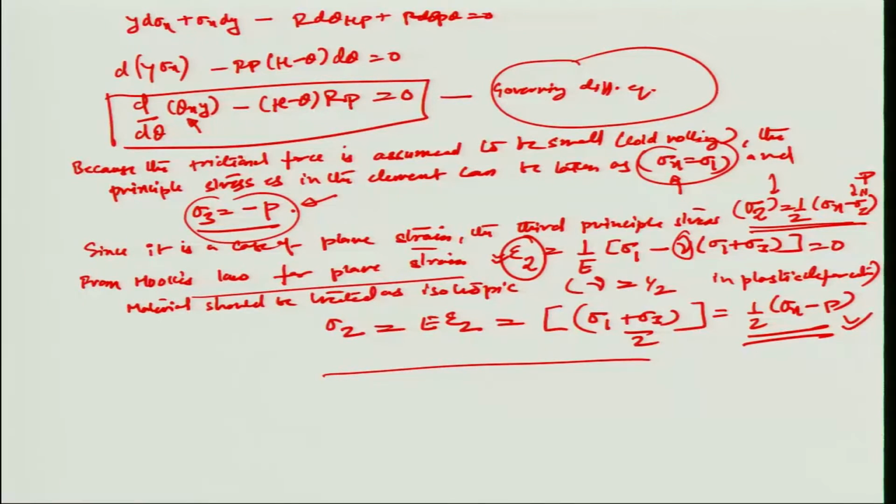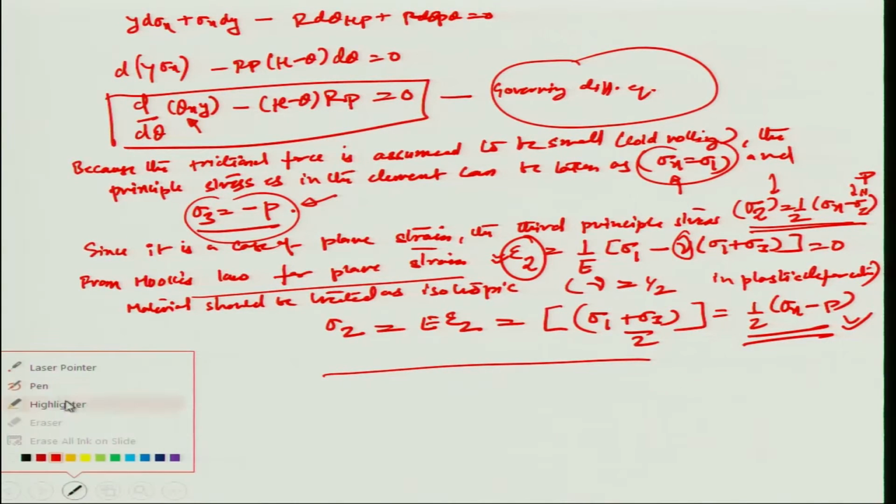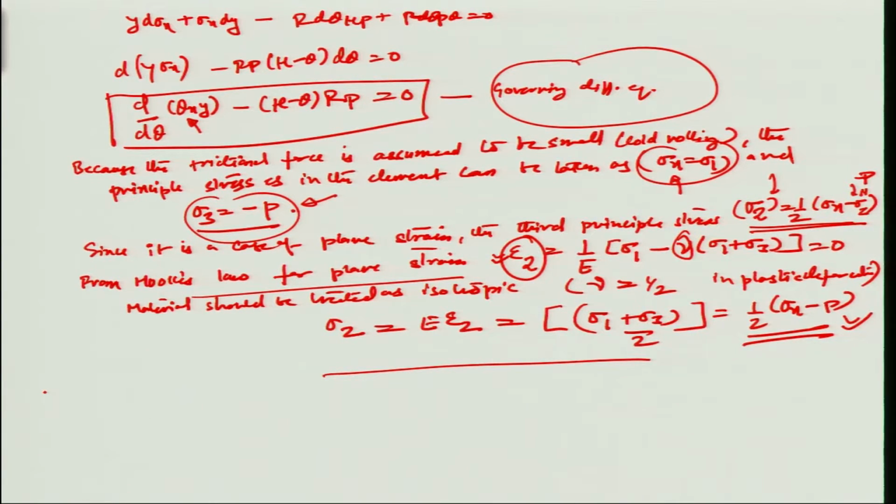We were discussing the rolling example, where we had arrived at this formulation. We tried to look into what the plane strain condition would be for this particular rolling, so that we could substitute for the value of sigma x, as we had obtained earlier in the governing equation.